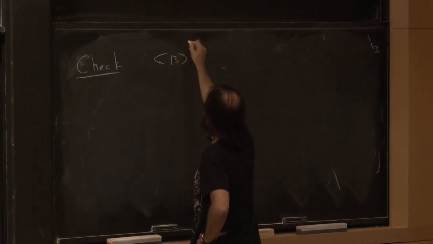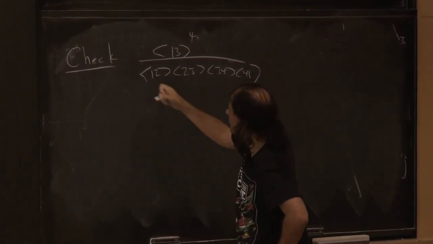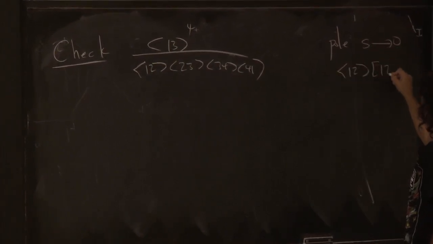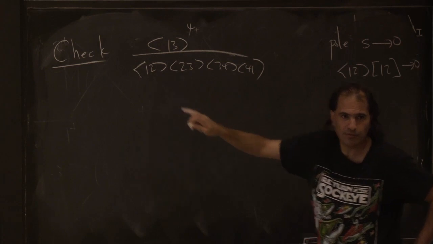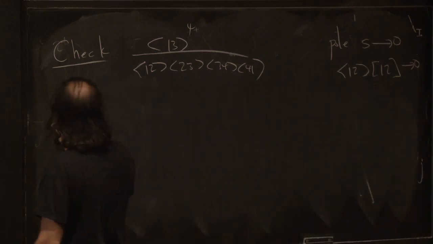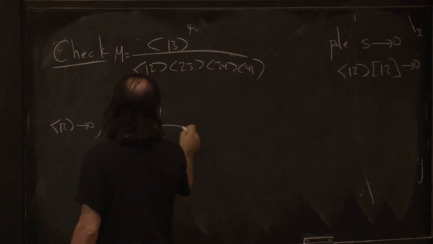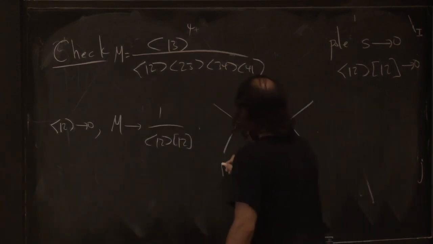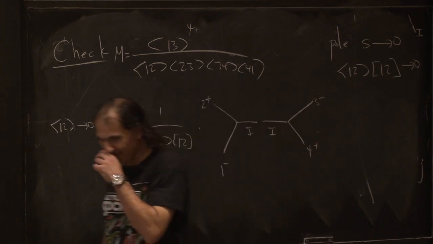Let's check [13]^4 over ⟨12⟩⟨23⟩⟨34⟩⟨41⟩. So for instance, it tells us that there is a pole when S12 goes to 0, which is when ⟨12⟩ goes to 0. Good, there is a pole there. But now let's see if it does the correct thing on the pole. As ⟨12⟩ goes to 0, this amplitude M should go like 1/s times what's left, which should give the factorization: the amplitude with 1 minus, 2 minus, 3 plus, 4 plus, with some intermediate particle.